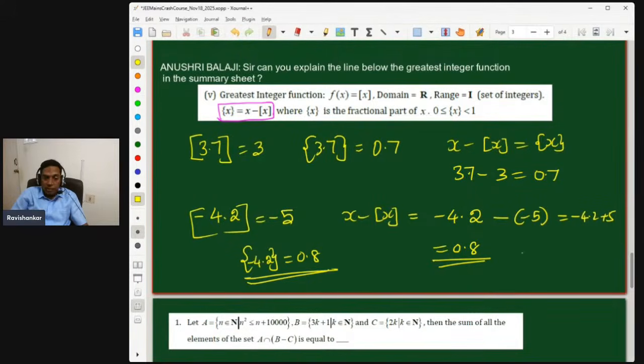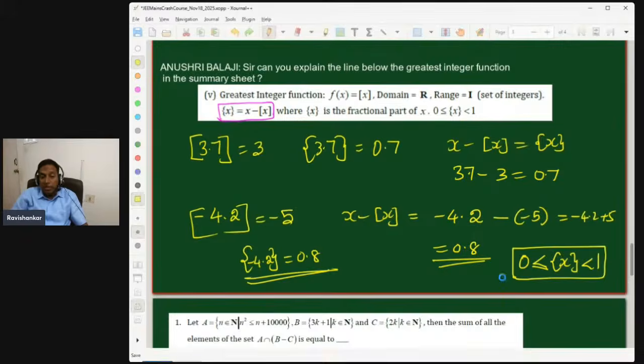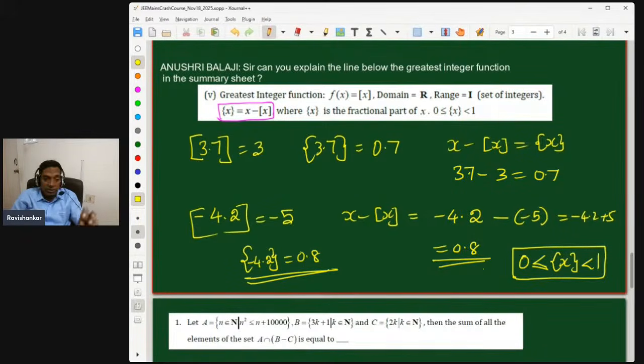So the fractional part of x is always greater than or equal to 0 and less than 1. Even for negative x, see for minus 4.2, the fractional part is not minus 0.2. The fractional part is defined as x minus greatest integer x, which is always positive by definition. Okay.